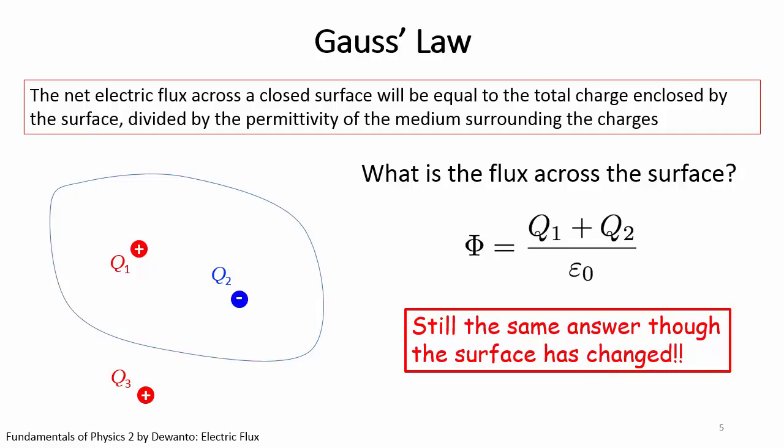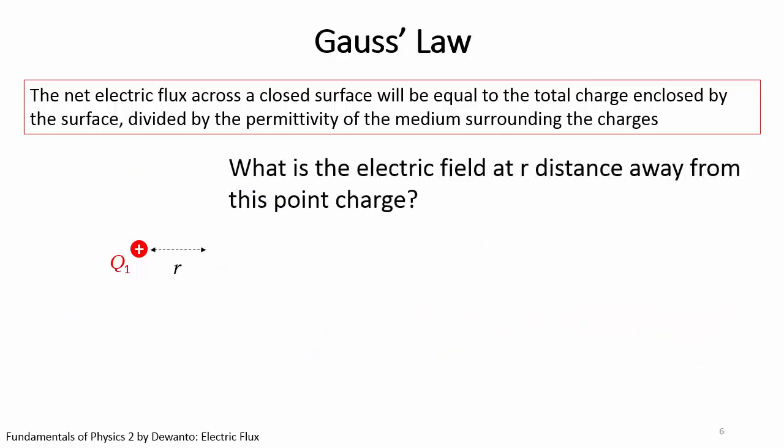But the beauty and simplicity of Gauss' law does not end here. Strictly speaking, Gauss' law is meant to compute electric flux, but it can also be used to compute electric field, provided, so this is where the catch is, the charge configuration exhibits certain symmetry. Take for instance a point charge configuration. What is the electric field at r distance away from this point charge?